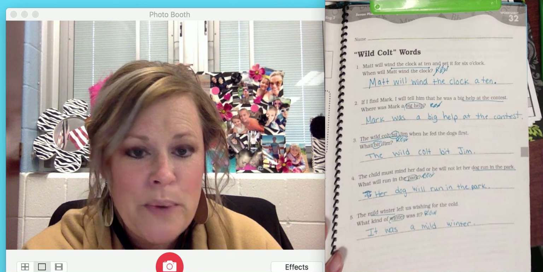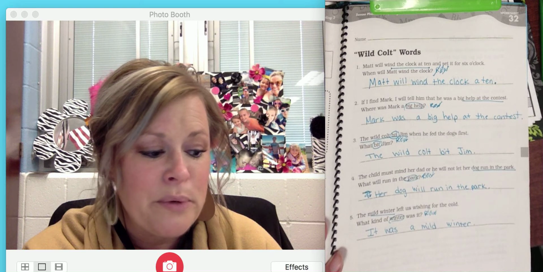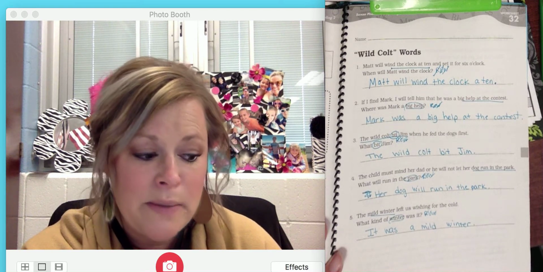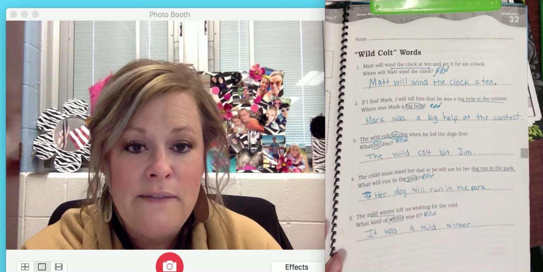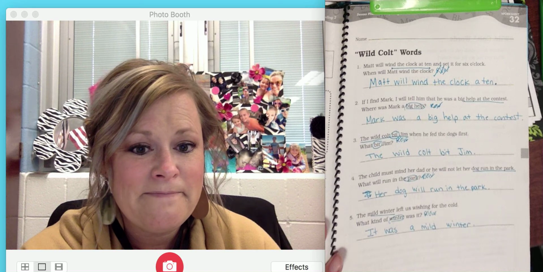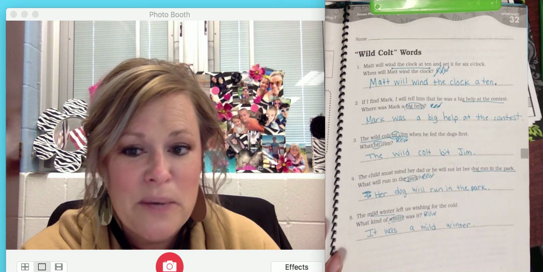Just to remind you, wild colt words are words that break the rule when a vowel is followed by a consonant. It's short. It breaks that rule because when there's an O or an I followed by 2 consonants, it could be the long sound. All right, friends, go ahead and pause it, check your work, and I'll see you later.